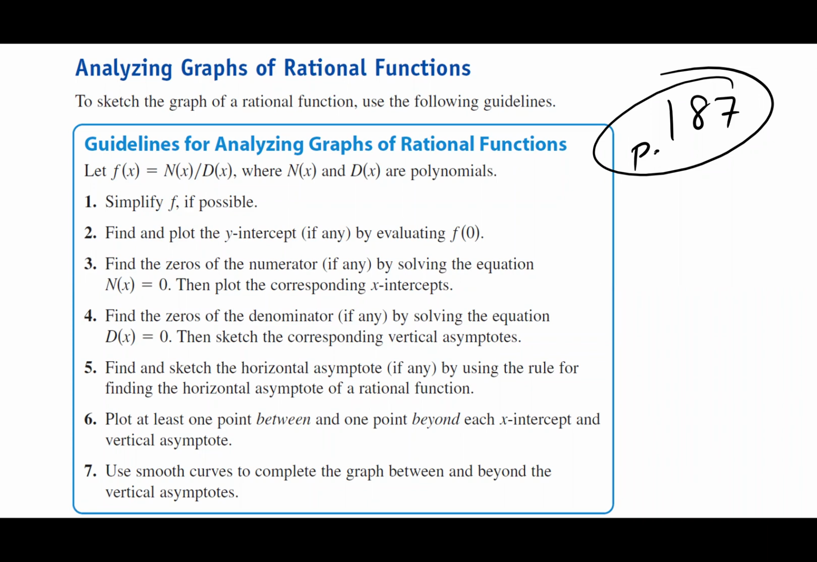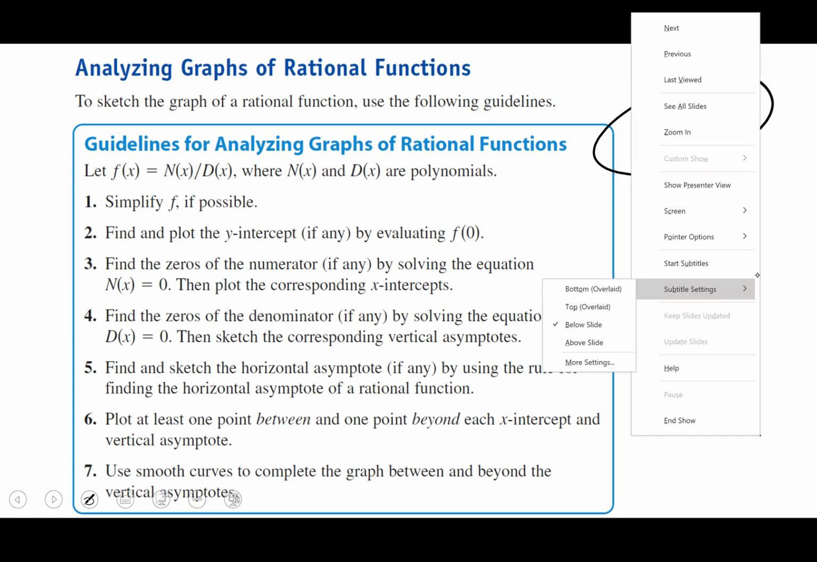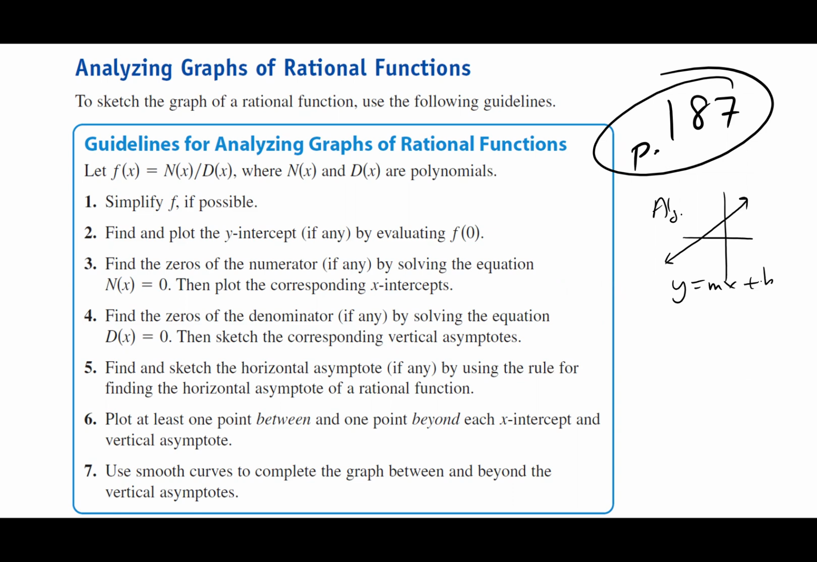But on page 187, here's what we're gonna do. We're gonna start graphing these rational functions. So just a quick recap: in Algebra 1, you guys learned how to graph lines, and you should have become an expert at graphing lines in Algebra 1. The equation for it is y equals mx plus b. That was the generalized equation.